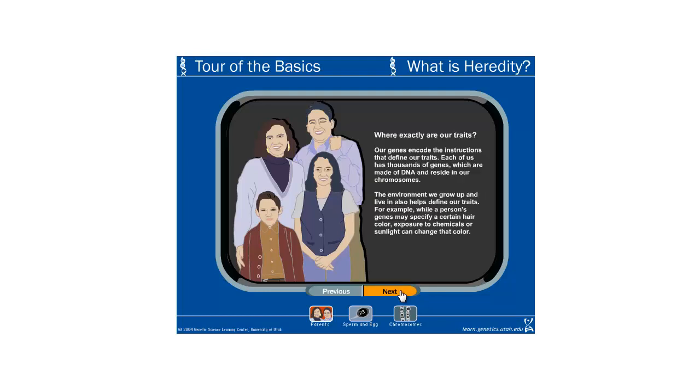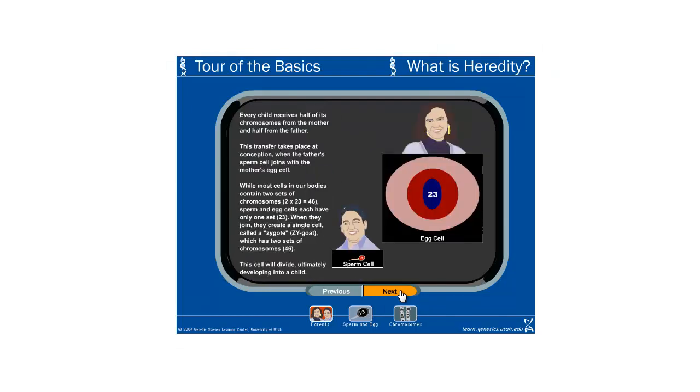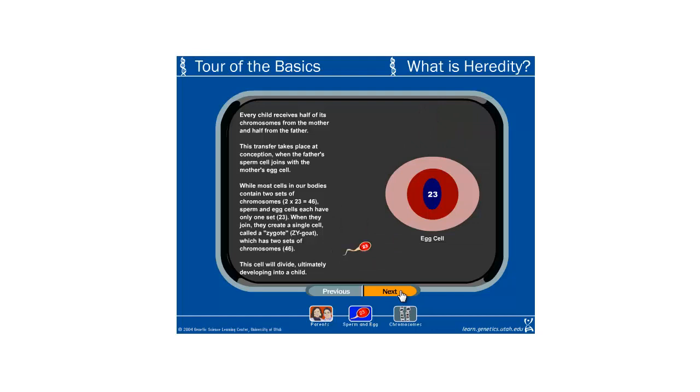Where exactly are our traits? Our genes encode the instructions that define our traits. How do we get traits from our... Every child receives half of its chromosomes from the mother and... The voiceovers and animation help the viewers understand the lesson presented in each slide.